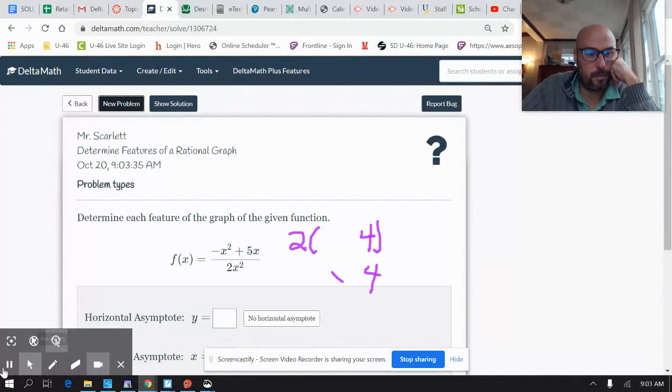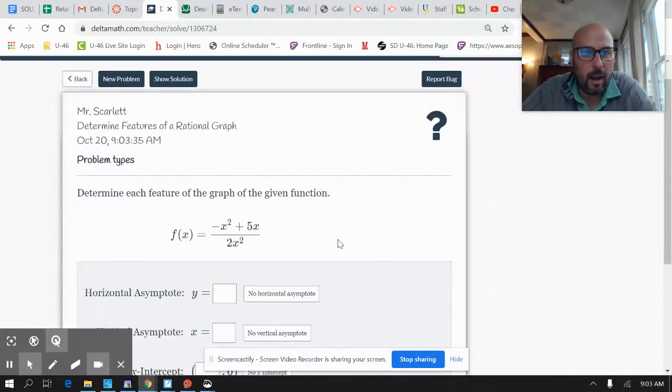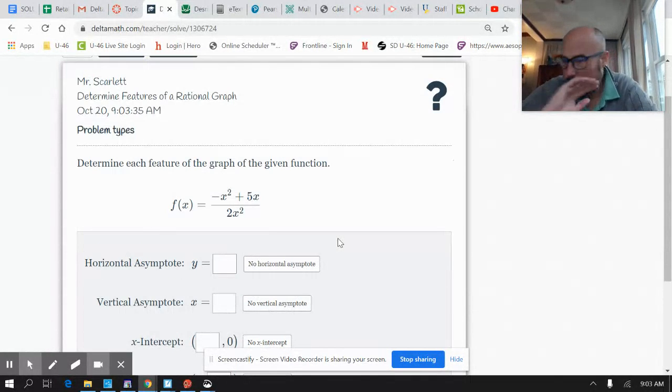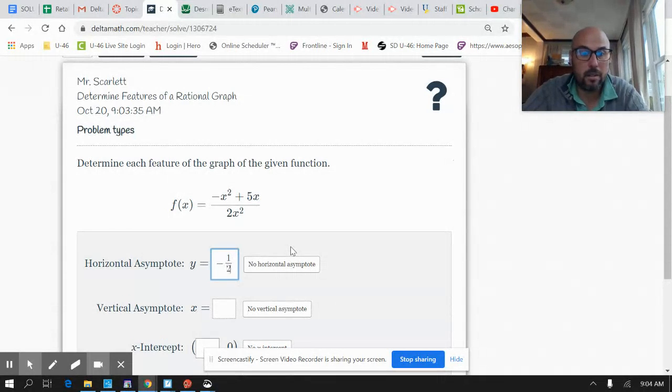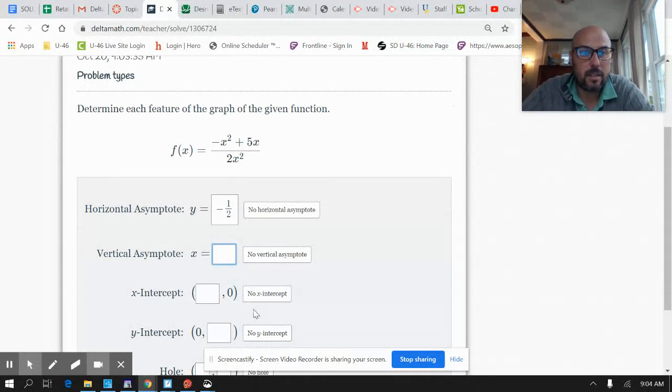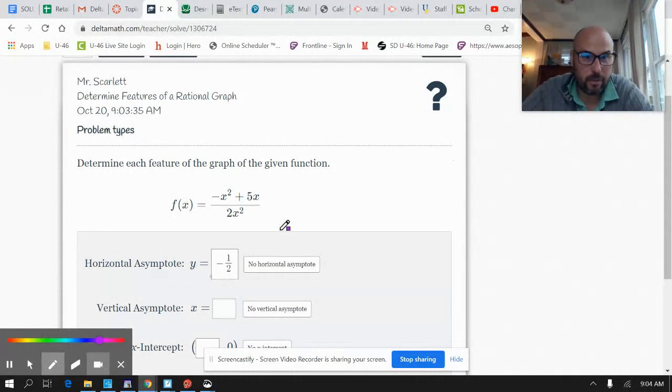And let's do another one of these. Oh, this is a good one to do. All right. Here, this is a great one to do. We have, first of all, the horizontal asymptote. Again, the degrees are the same. x squared versus x squared. So again, you divide by the leading coefficients. -1 divided by 2, -1/2. Vertical asymptote, x-intercept. Let's factor to investigate.